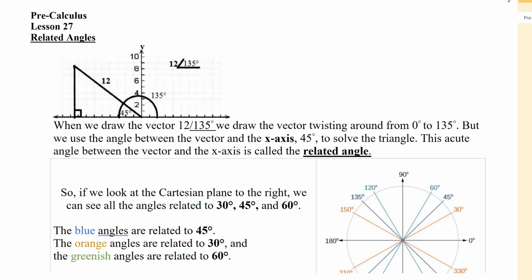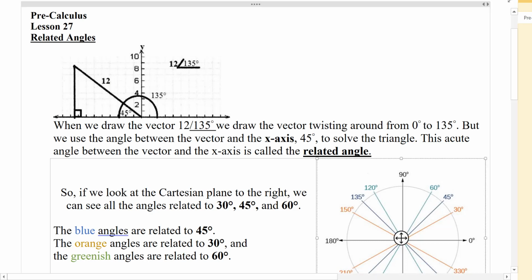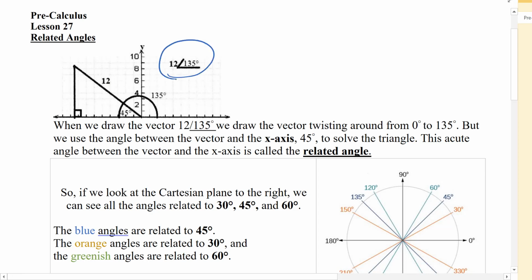Okay, in lesson 27, we're talking about related angles. Whenever you draw a picture of a vector, that is polar coordinates, you're always going around the circle to some quadrant: the first, second, third, or fourth quadrant, depending on the value of your angle. If it's between 0 and 90, you're in the first quadrant. 90 and 180, you're in the second quadrant. 180 to 270 is the third quadrant, and 270 to 360 is the fourth quadrant.